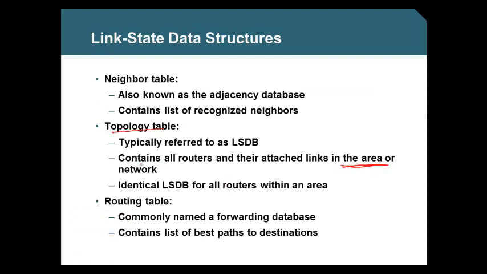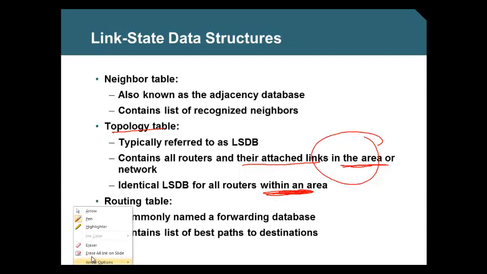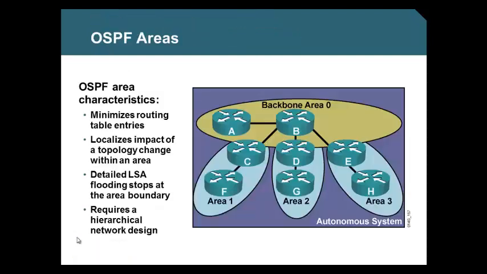The topology table contains all the routes that are attached in the area. Identical databases are within an area. Within an area, you will have identical databases. Why? Because the detailed flooding is within the boundaries, within the area. So all the area members will have identical databases. Everyone is updated immediately within the area. That also localizes the topology change impact. Other areas are not going to be impacted.